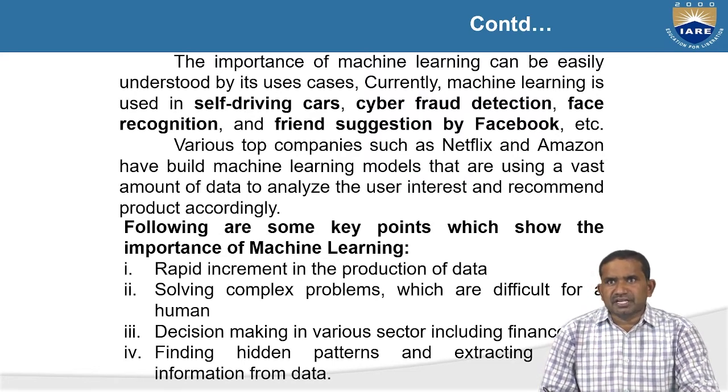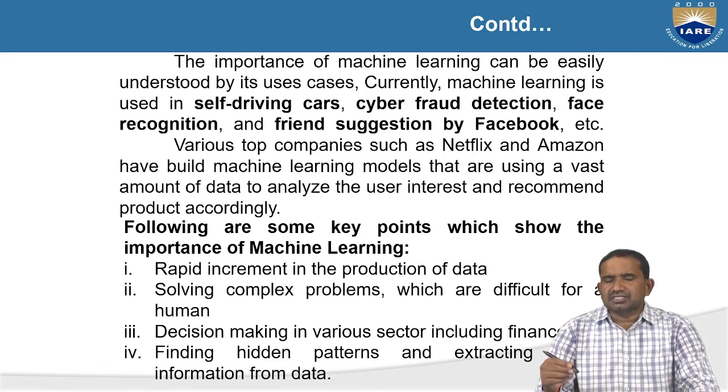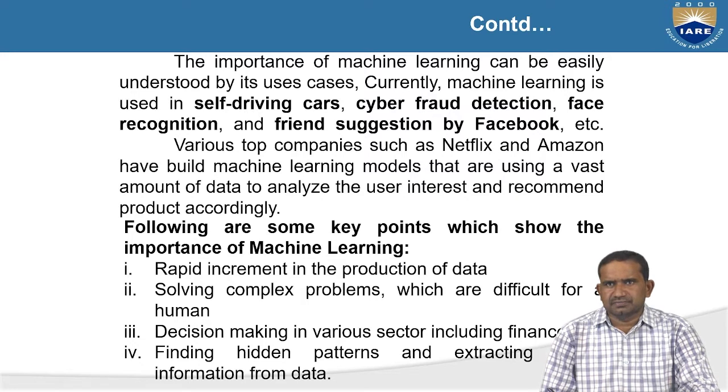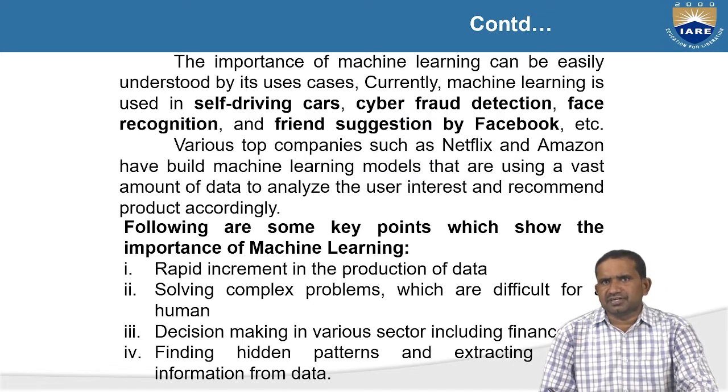Next, the importance of machine learning can be easily understood by use cases. Currently, machine learning is used in self-driving cars, cyber fraud detection, face recognition, and friend suggestion by Facebook. These are applications in the lives of human beings. Self-driving cars, like Tesla, are driverless cars; cyber fraud detection is about financial issues; face recognition was discussed previously; and Facebook suggests friends based on your interest.